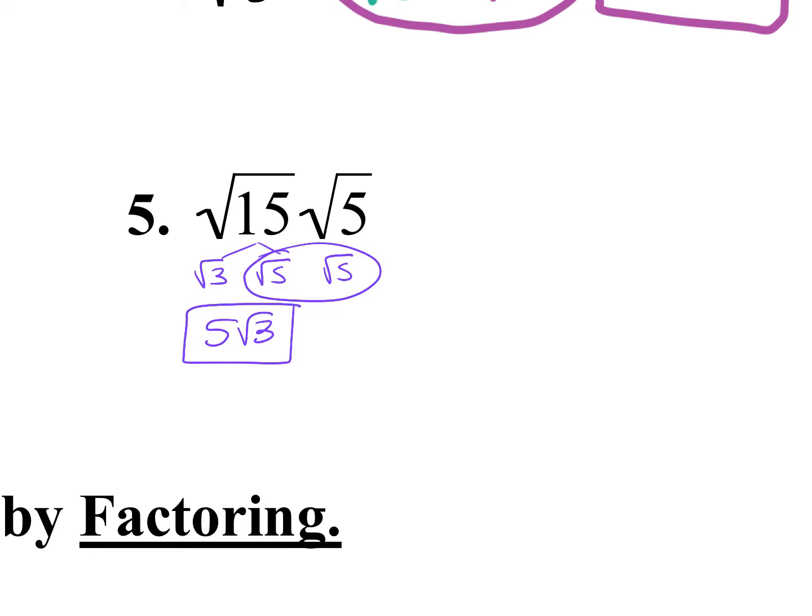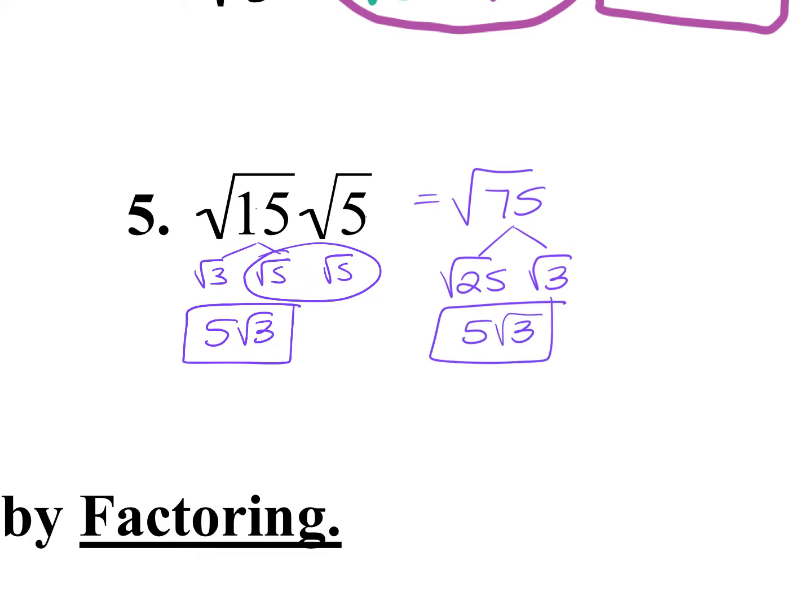Anyone see a different way to do it? I would multiply them first. I would go 15 times 5 is 75. And then I would break that into the square root of 25 and the square root of 3, which is 5 rad 3. I don't care which one you do. If this makes more sense to you, go right ahead. In my brain, I would multiply them first. Okay.